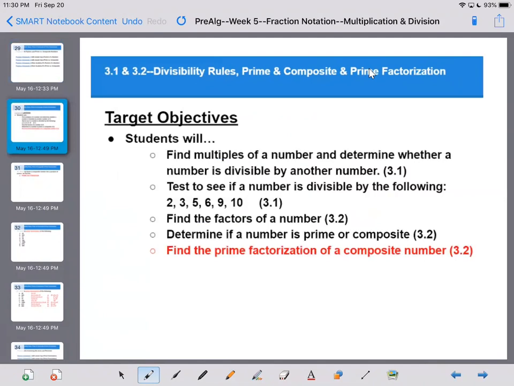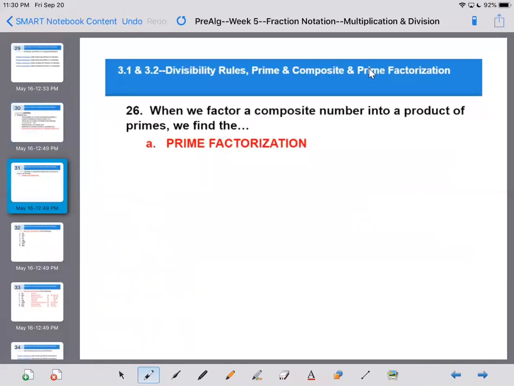Finally, we're going to look at how we can find the prime factorization of a composite number. Notice we're not doing a prime factorization of a prime number because the prime factorization is you're trying to get your product of primes. And the only way to do that is that you take a composite number to get it down to primes. If it's not composite, it is prime.